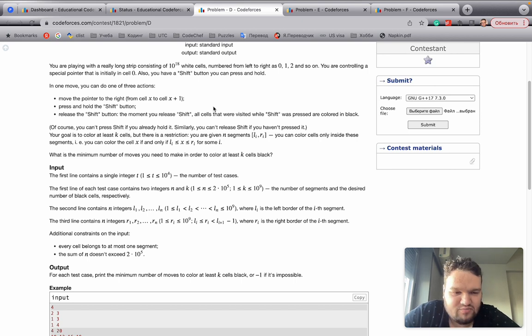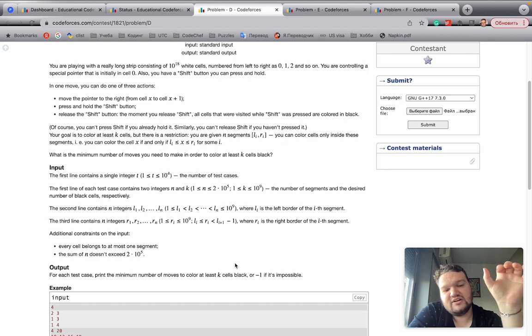Okay, but then we can probably try all the possibilities, right? There are just 2n of them, and the sum of n is bounded because it's the size of input. So we can try all the options. We find the K-th cell that we can color, and then try moving one by one 2n times and try to update the answer.